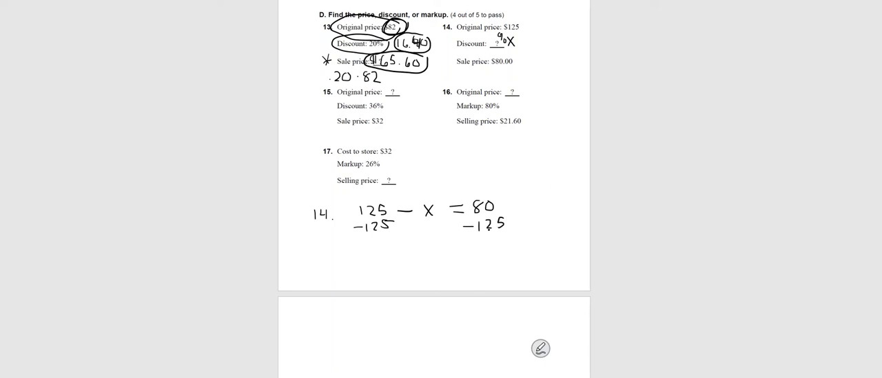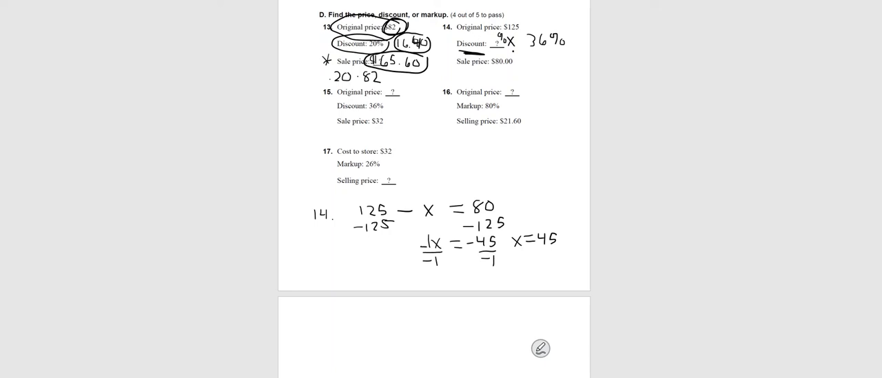So 80 minus 125 is a negative 45. So now we have a negative x equals a negative 45, which is like a negative 1. So when we divide by negative 1 on both sides, we get x equals 45. Okay, now because we want this as a percentage, we have to take the 45 and divide by our original price of 125, and so that is going to give us a 36% discount.